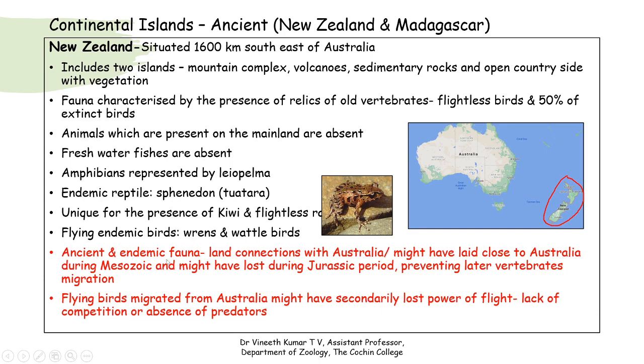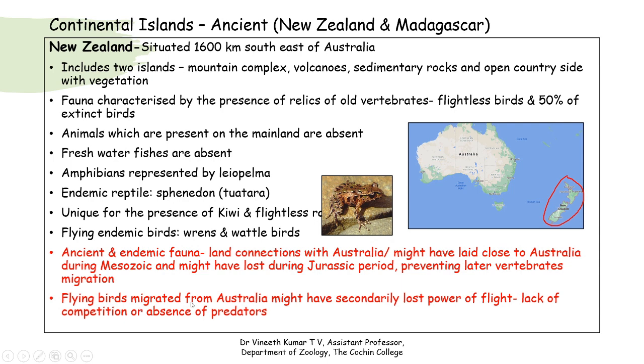And coming to the ancient islands, they have many ancient and endemic fauna, and that is because of the land connection which might have existed with Australia, or this particular land piece might have been somewhat closer to Australia in the past during the Mesozoic era. And they might have lost their connection, or moved apart from the mainland, preventing the later vertebrate migration. As a result, many endemic forms will be present in ancient continental islands.